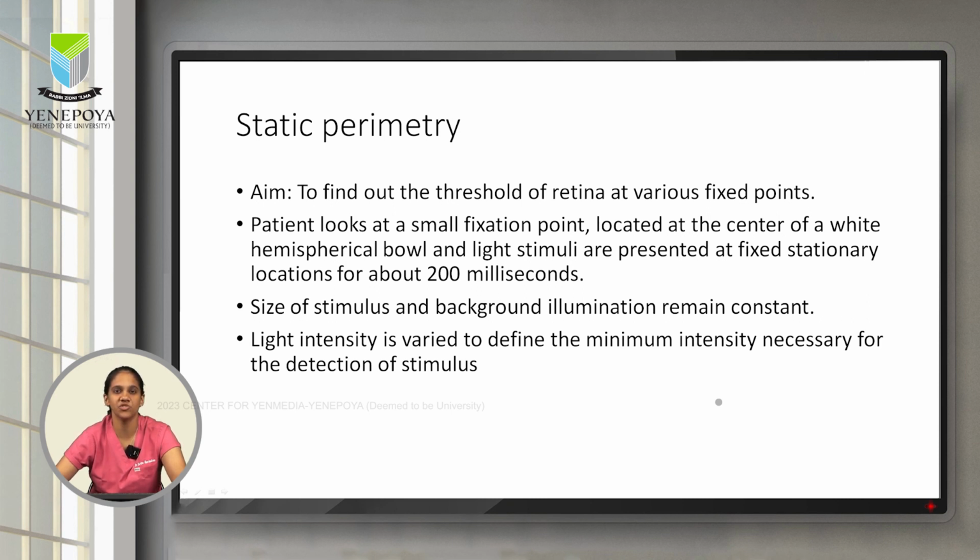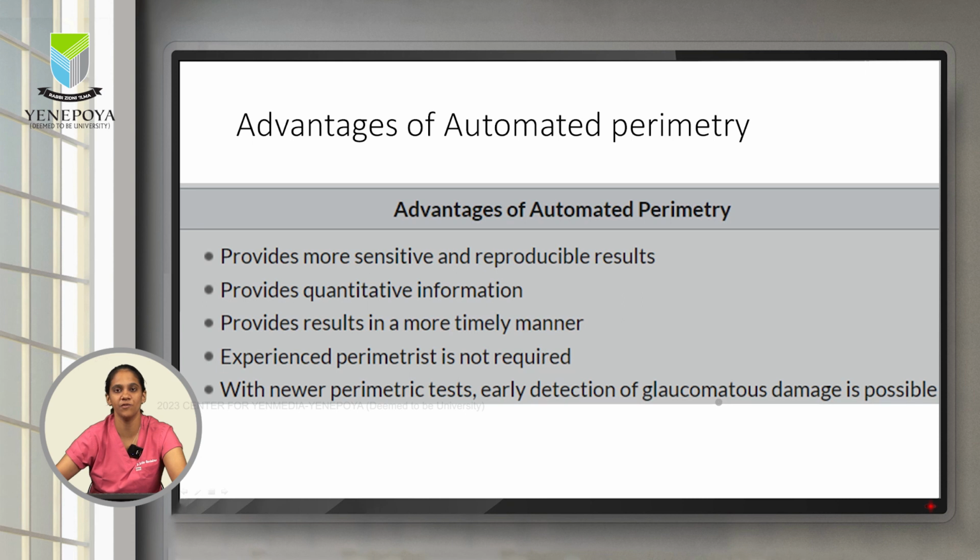So, the light intensity is varied to define the minimum intensity necessary for the detection of a stimulus. Say the patient is not able to see properly. Consider even a cataract. The patient has a cataract, so the dull stimuli are not seen by the patient. Progressively brighter stimuli will be presented to detect at what intensity of the stimulus the patient is able to detect it. That is exactly what we are measuring in static perimetry.